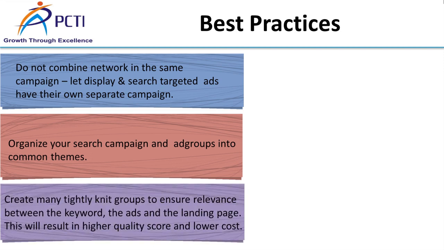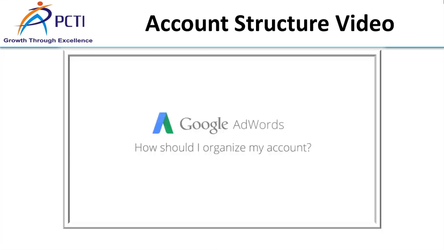Create many tightly knit groups to ensure relevance between the keyword, the ads and the landing page. As the landing page and other key parameters combinedly relate to the quality score, there must be relevancy. This element of relevancy will ensure the success of your campaign, and this will result in a higher quality score and lower cost, of course. Now let's see the video related to account structure.